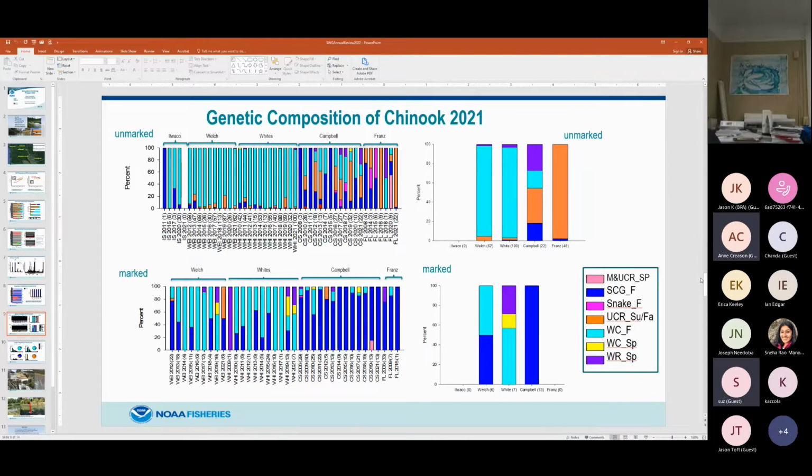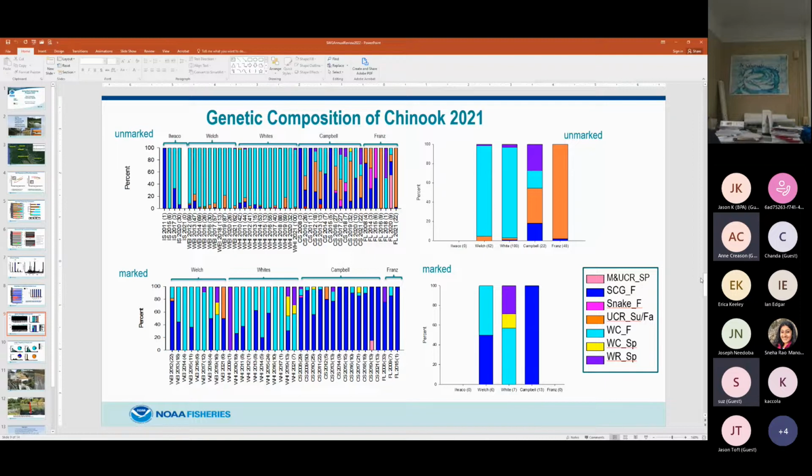And so now this is moving on to the genetic composition, so we're going to take a little bit of a turn here, go back. And so I was presenting on the 2022 data. Now we don't have the new genetics data for this year, of course. But we do have the genetics data from last year's fish, the 2021. So we're going to look at those and compare those with the previous years.